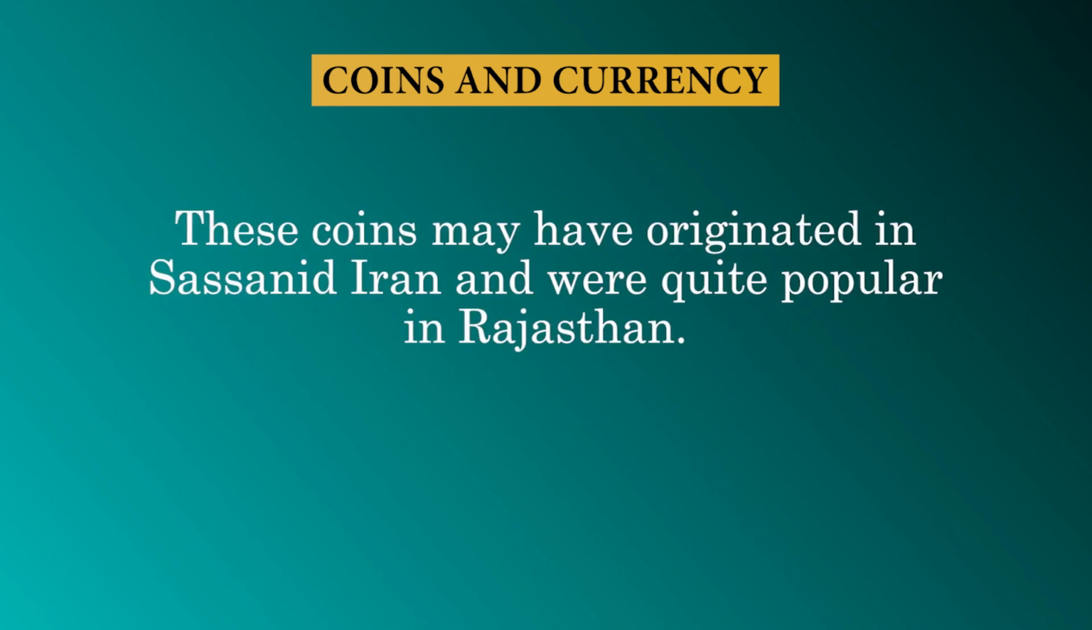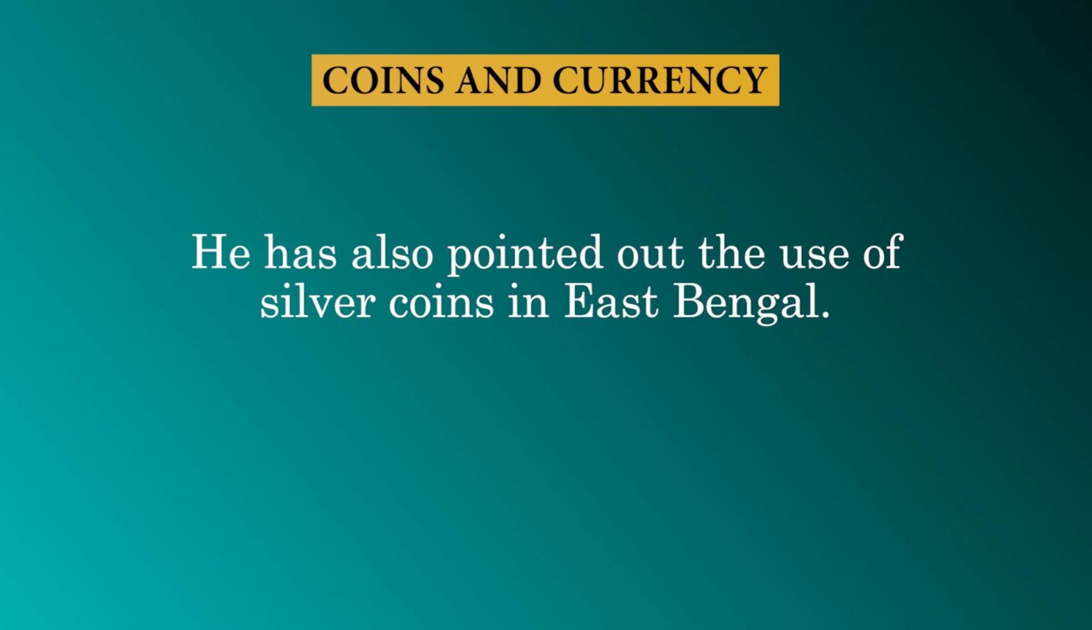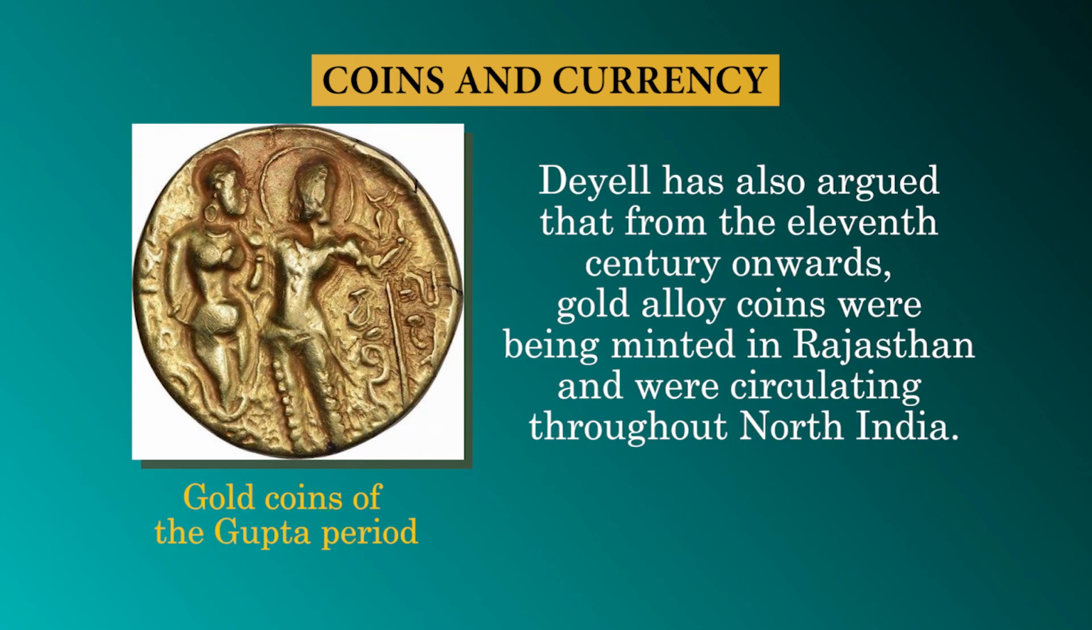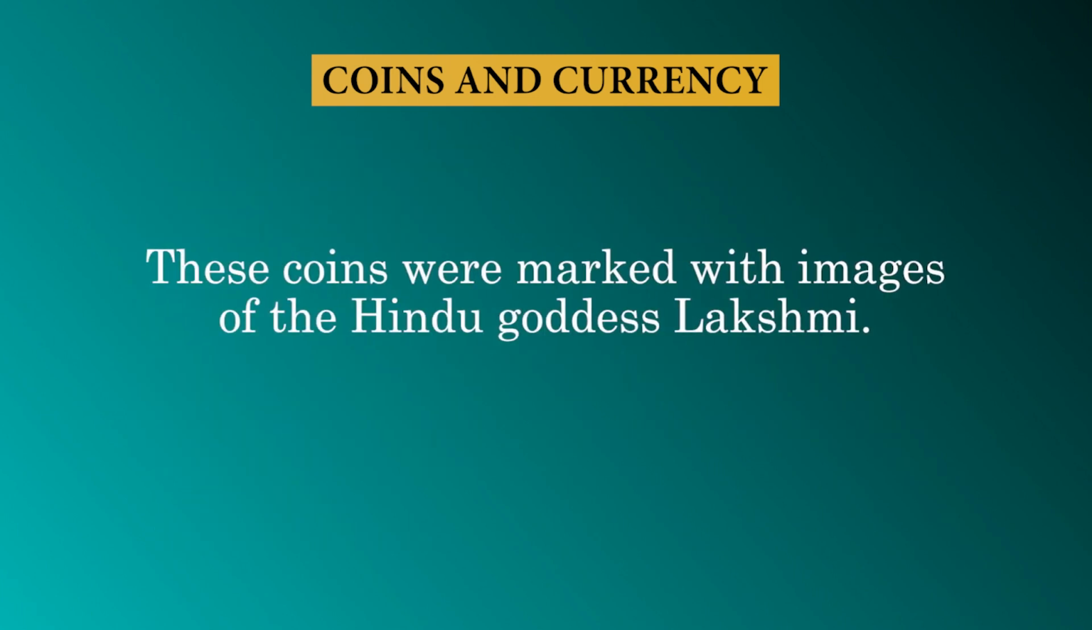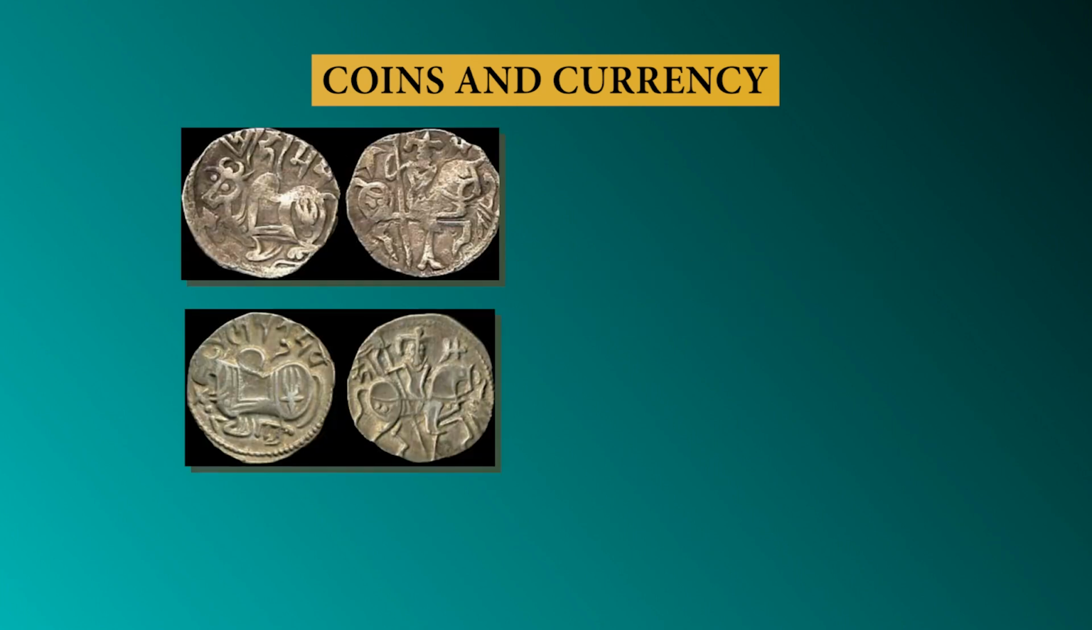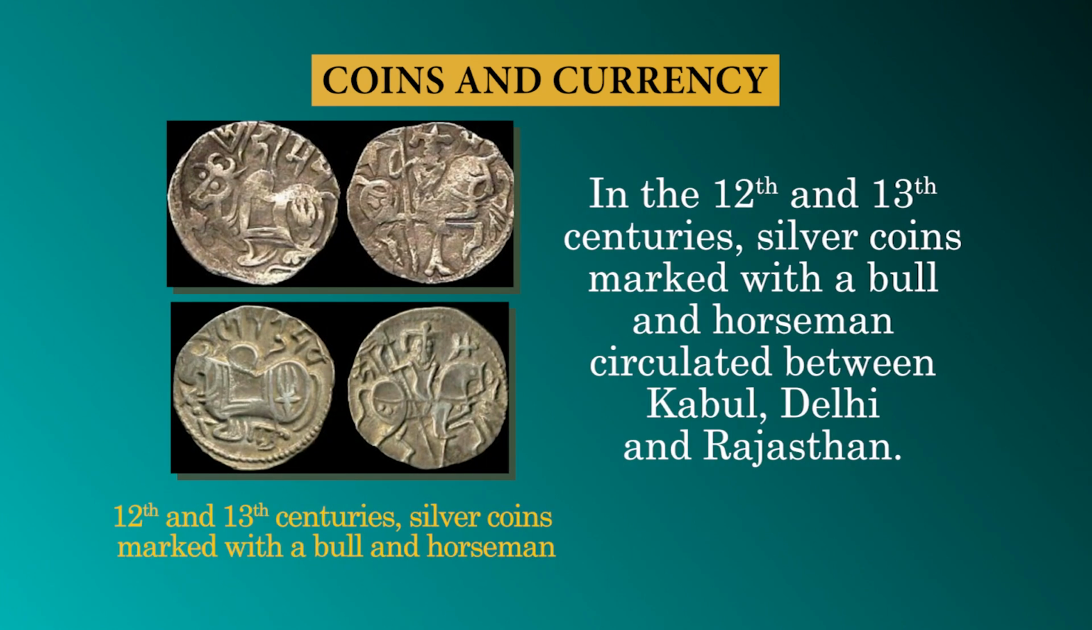These coins may have originated in Sassanid Iran and were quite popular in Rajasthan. He has also pointed out the use of silver coins in East Bengal, and from the 11th century onwards, gold alloy coins were also being minted in Rajasthan and were circulating throughout North India. These coins were marked with images of the Hindu goddess Lakshmi, and in the 12th and 13th centuries, silver coins, which had been marked with a bull and horseman, circulated between Kabul, Delhi, and Rajasthan.